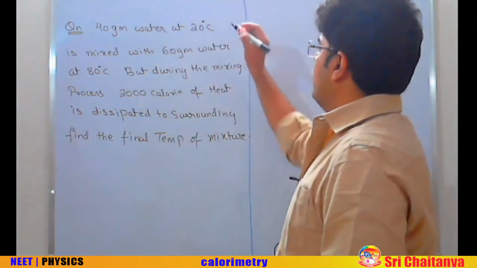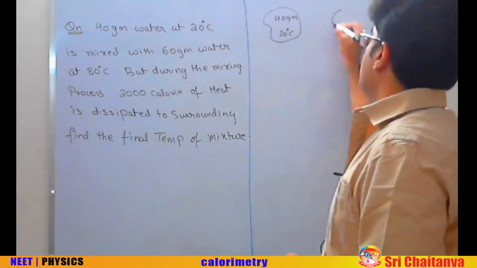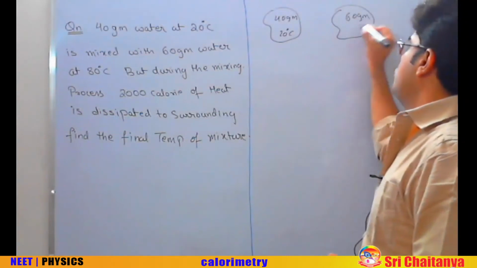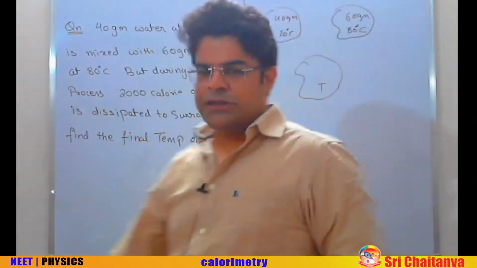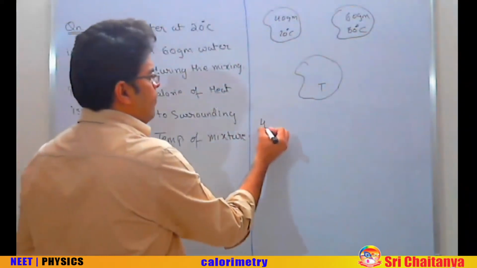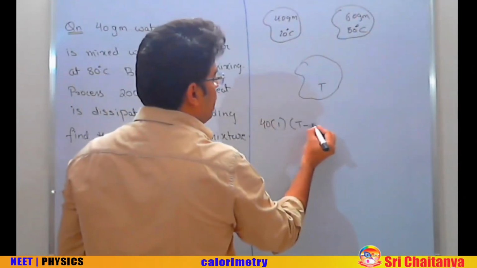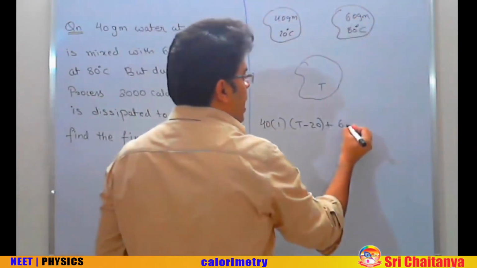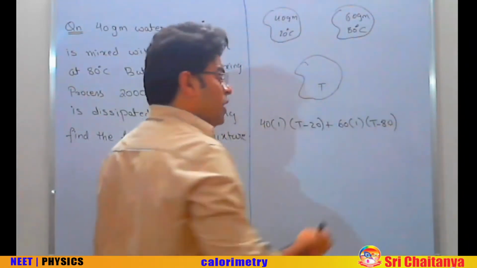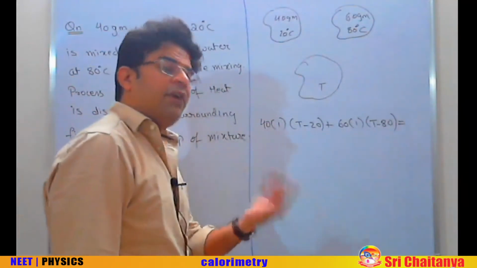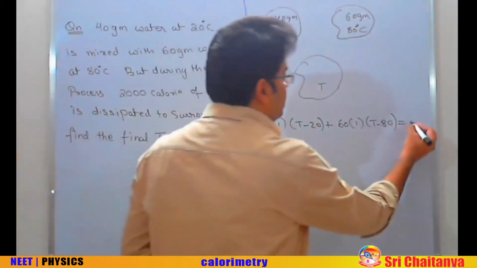Here you can see sample A of 40 gram has initial temperature of 20 degrees centigrade. Sample B of 60 gram has initial temperature of 80 degrees centigrade. Once they are mixed, let's say the final temperature is T. Heat given to 1 equals m, specific heat of water, 1 calorie per gram degree centigrade, delta T, always final minus initial, plus heat given to 2, m s delta T, always final minus initial. This is the heat given to both. This has to equal the actual heat given to the system, and the heat of 2000 calorie goes out of the system. So here you will write, kids, minus 2000.